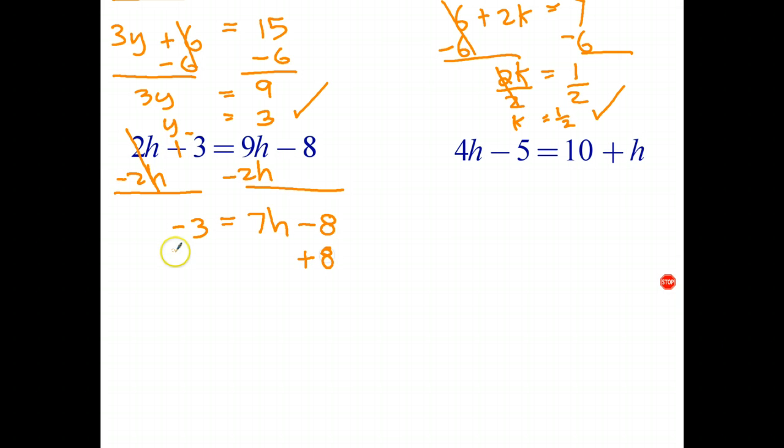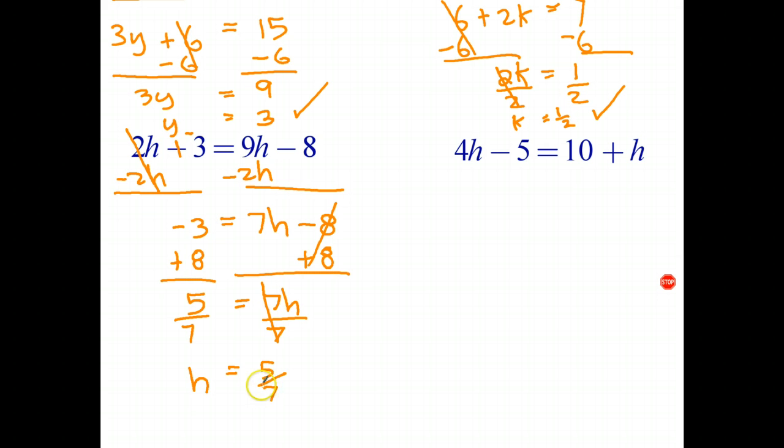Add 8 to both sides. And that leaves me with 7h on that side. -3 plus 8 is 5. Divide both sides by 7. I'll write the answer on the left. H equals 5/7. Now that one's getting a bit too tricky for me to check by substituting.